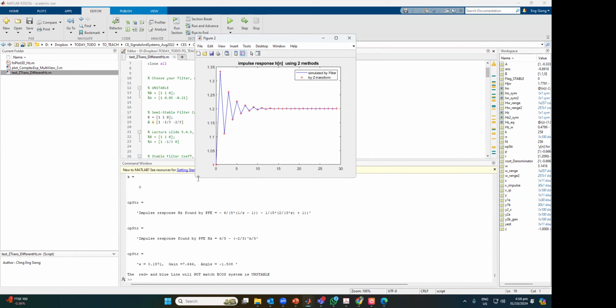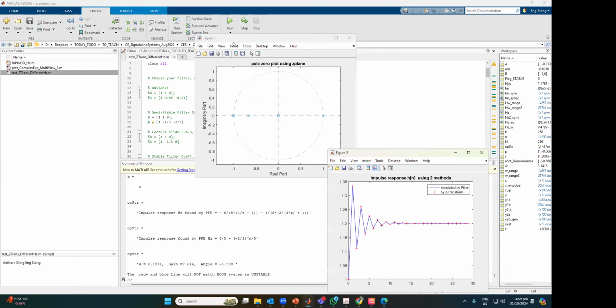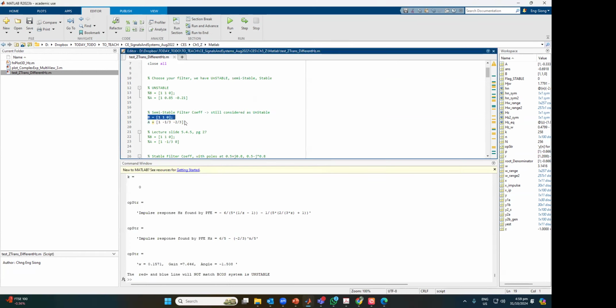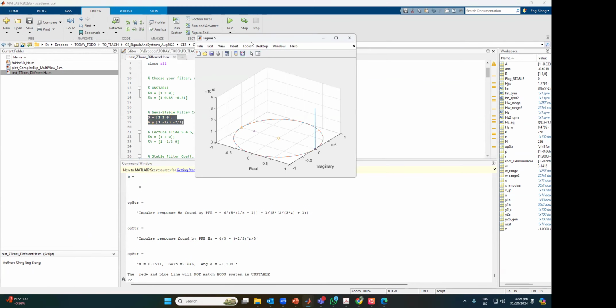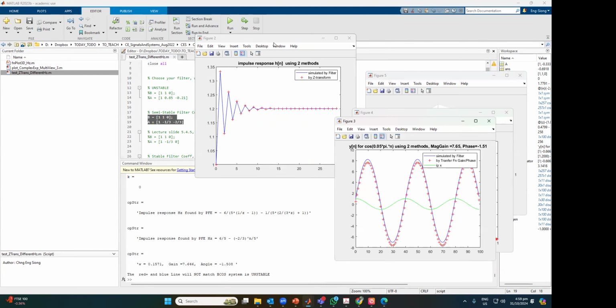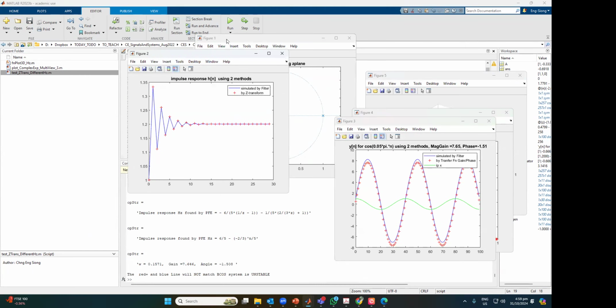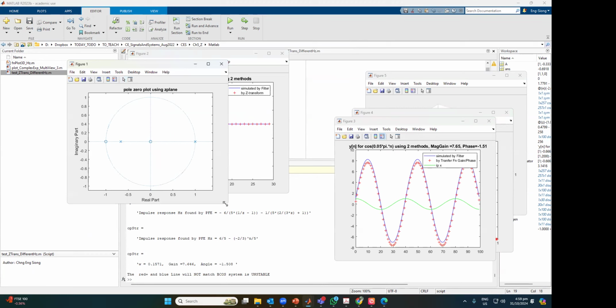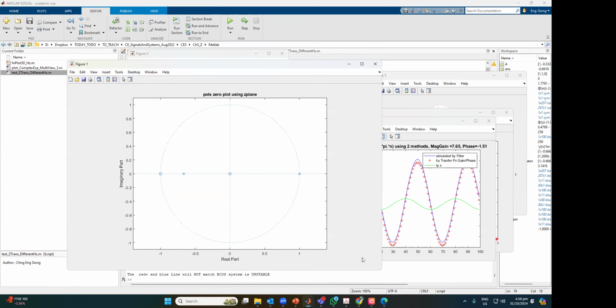All right. Now I'm going to ask you this. This is the filter that I'm playing with. 1 1 0 for B, and 1, minus 1/3, minus 2/3 for A. Something is wrong, once you see the output. First, the pole and zero. What's wrong with this pole and zero, guys? What's wrong? Anybody?